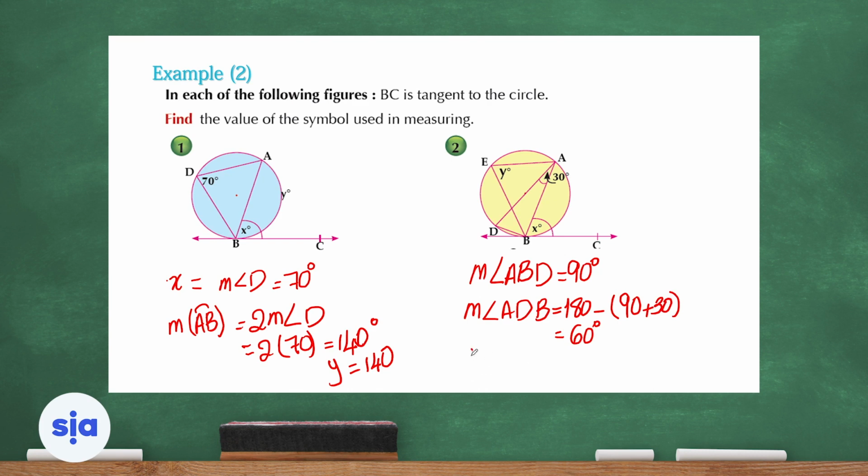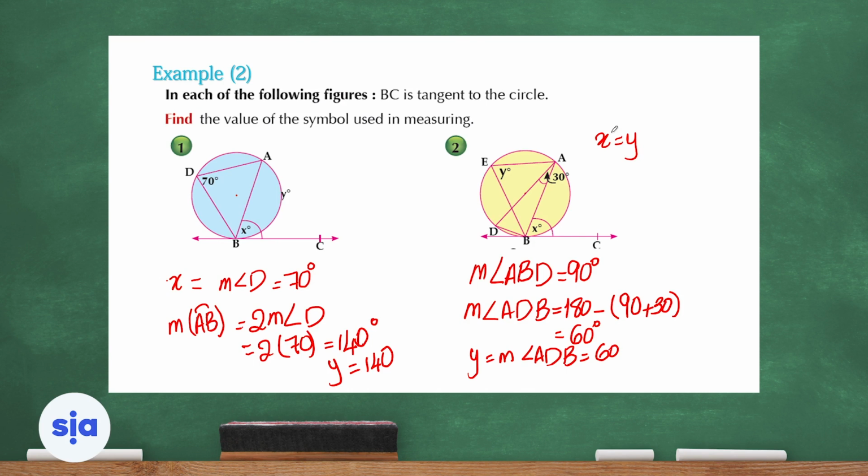So, y equals the measure of angle ADB, which is 60. Two inscribed angles are subtended by arc AB. To find x, you will see that, yes, good job, x is equal to y.